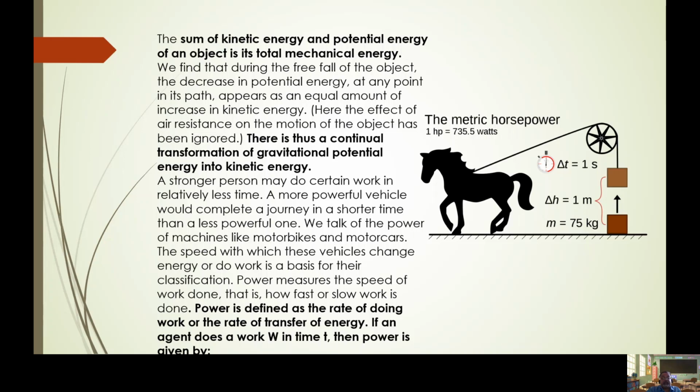If an agent does work W in time t, then power is W divided by t. The horsepower is given as shown: 1 HP is equal to 735.5 watts. This is the metric horsepower.